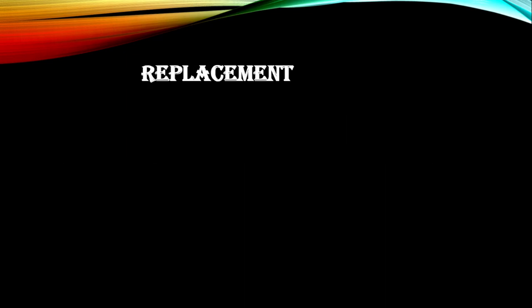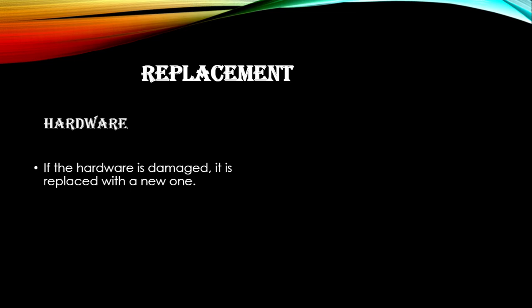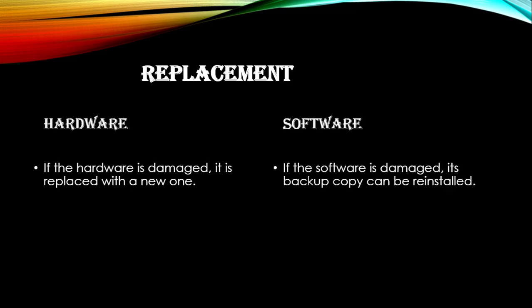The next factor we are going to discuss is replacement. If hardware is damaged, it is replaced with a new one. So if any component is not working, we can replace that component with a new one. On the other hand, if a software is damaged, its backup copy can be reinstalled. So if a software is not working, we have to go for the backup copy, or if it is not there, if we didn't make any backup, we have to reinstall the software again, right?